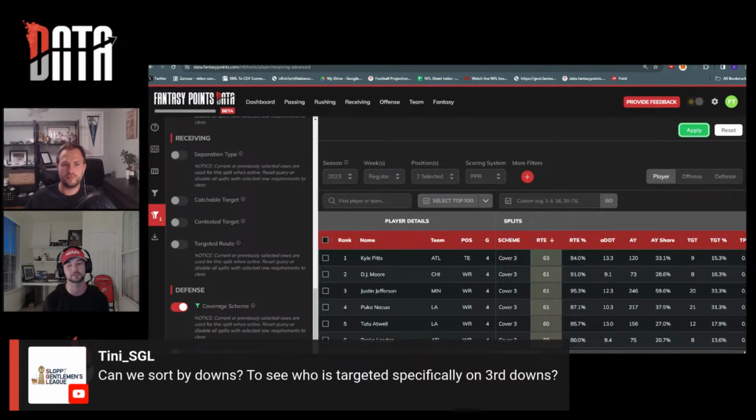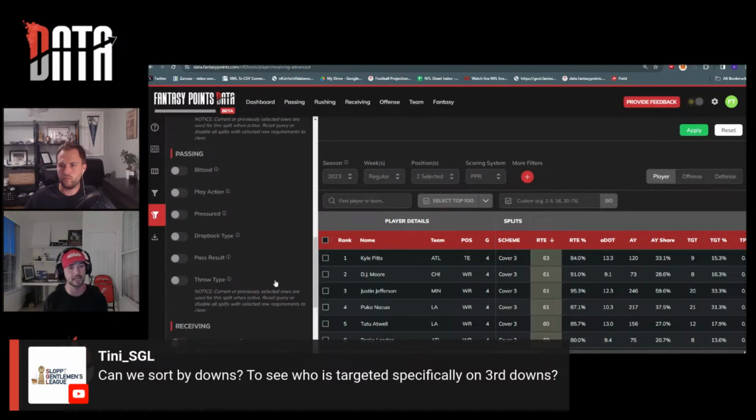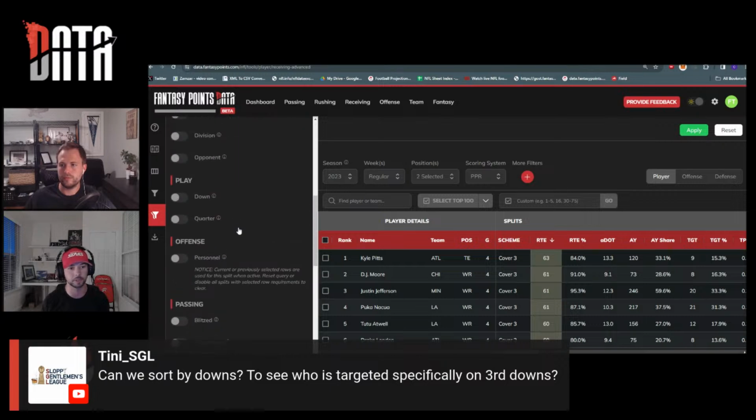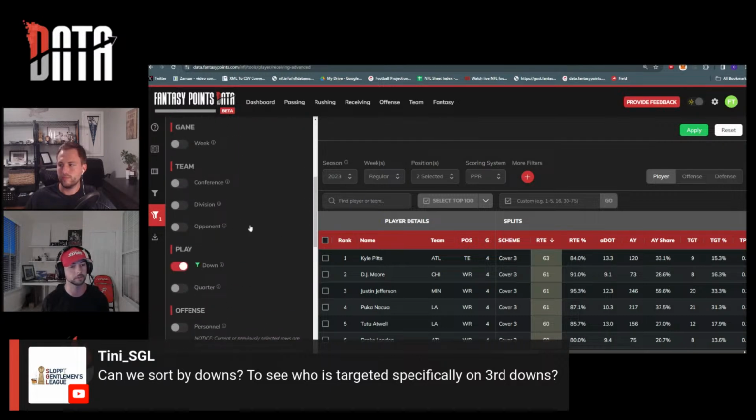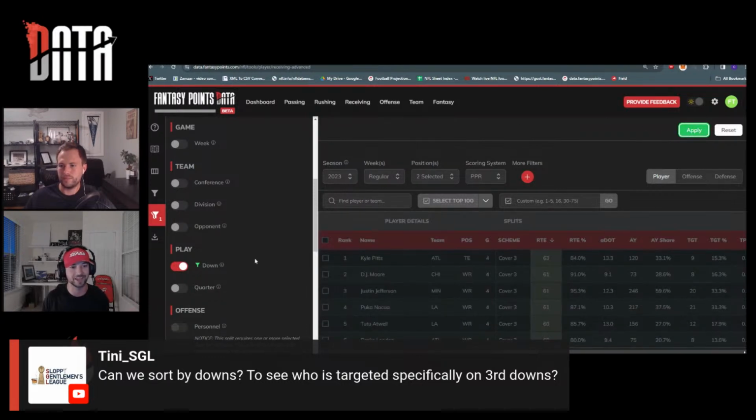deciphering coverage matchups. Chris, we just got a question about sorting by downs, maybe looking at players who are most frequently targeted on third down, and whatnot. What's the best way to do that within the Fantasy Points data suite? So there is a filter for that, or you could use a split. It just depends which one you like to look at better. Since we're already looking at splits, we can just use the down split here.